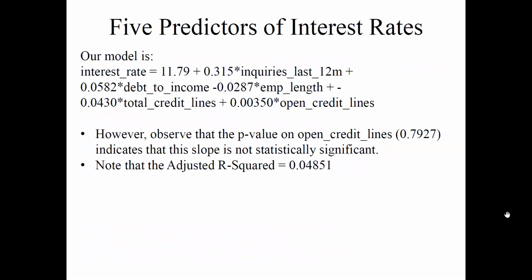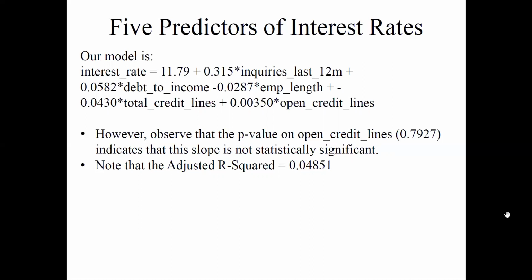Okay, so once again, here's our model. Our model says interest rate equals the intercept, 11.79, plus the first slope times the inquiries in the last 12 months, and the next slope times the next variable. Okay, we can add all these up. There's our model. But that p-value on the number of open credit lines is terrible. Also, notice that the adjusted R squared value is 0.04851. What if we cut that one out?